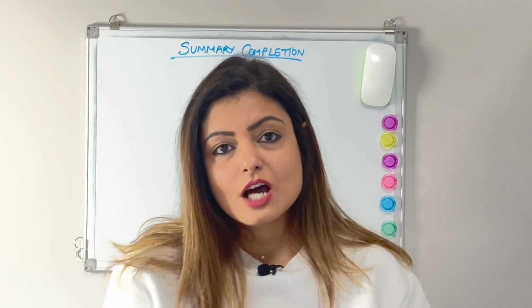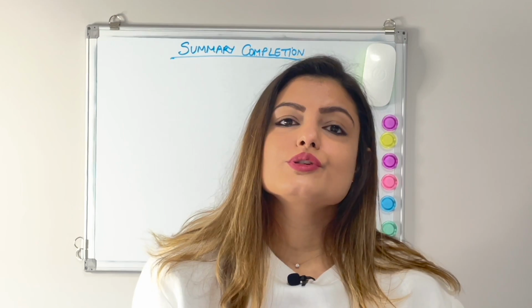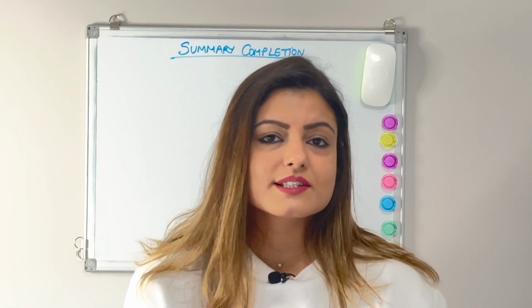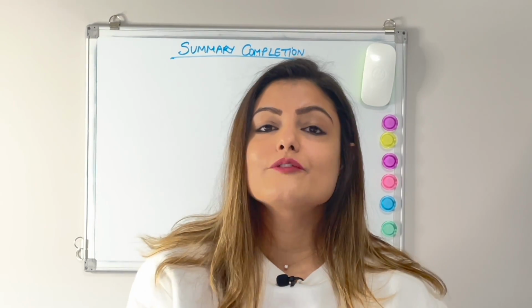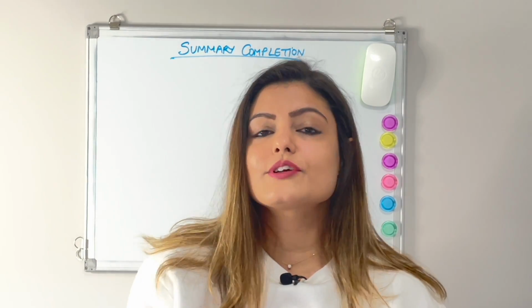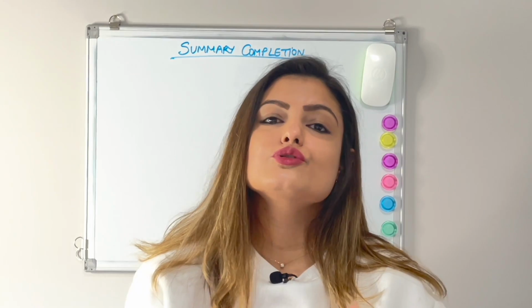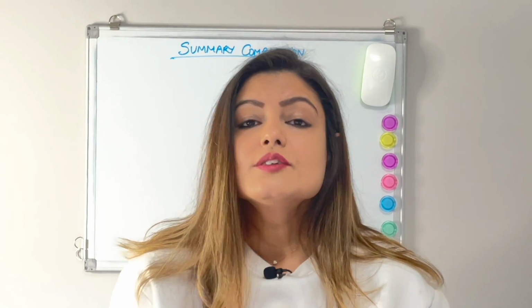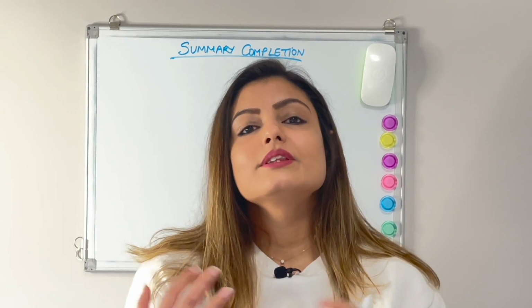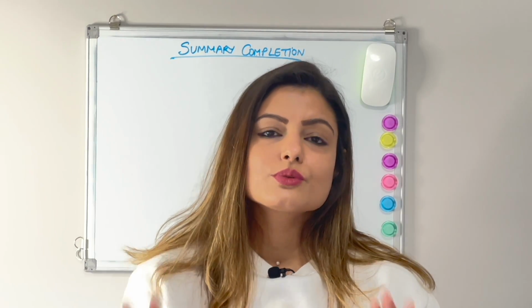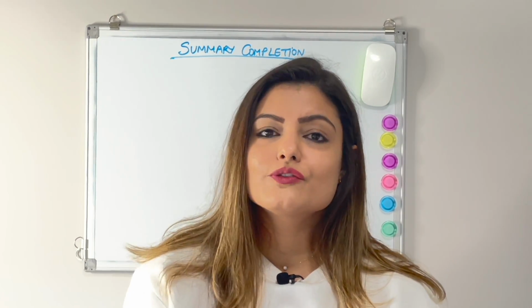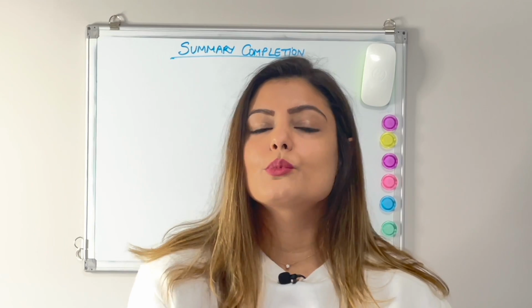So guys, this is how we solve the summary completion questions. You can get two kinds, as I just explained to you. In one case, you have to choose the words from the text itself. In the next case, you will be provided with a list of words and you have to choose the correct word from the list. So it is very important for you in this case also to follow the instructions so that you know how many words you can fill the blanks with. Can it be one word or more than one word?